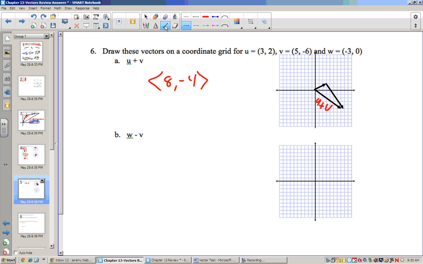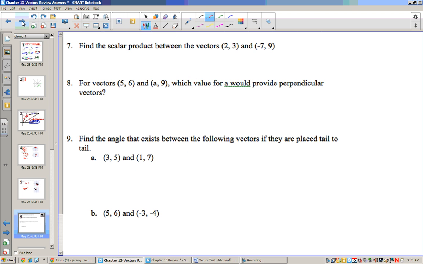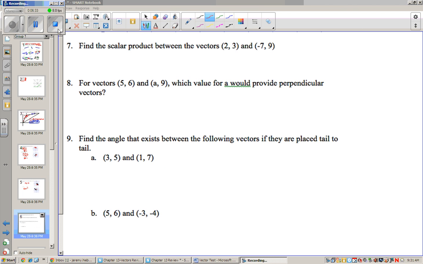w minus v. w is negative 3. Minus v is, I'm going to go to the left 5 and up 6. So now w minus v is this vector, w minus v. So that vector should be negative 8, positive 6. I went to the left 8 and up 6. All right, now we're finished with page 2.